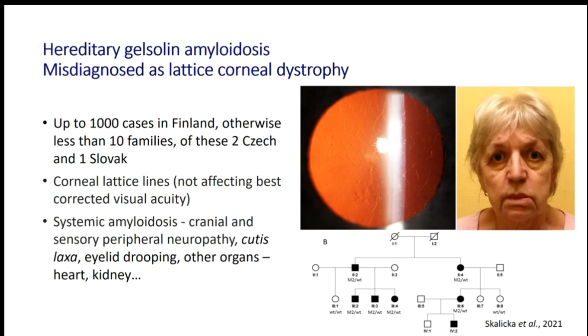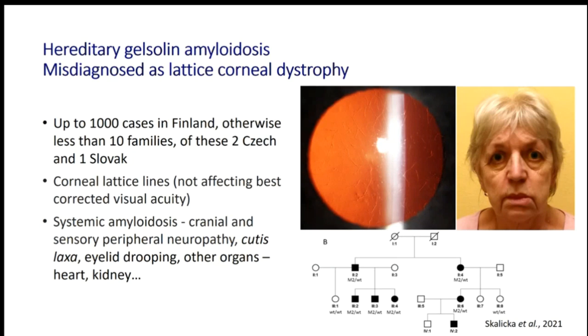Although these patients, when they get older, do get polyneuropathy, etc., which can add to the diagnosis, younger patients don't. This disease is relatively common in Finland. Otherwise, it's very difficult to diagnose. I've counted in the literature that less than 10 families were described, and of these, we collected 3 Czech and 1 Slovak. And it is very important to make the diagnosis because of the other symptoms.